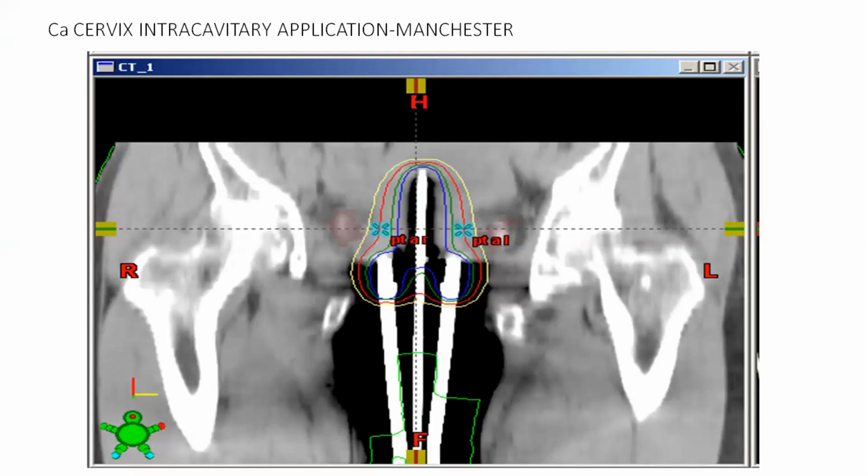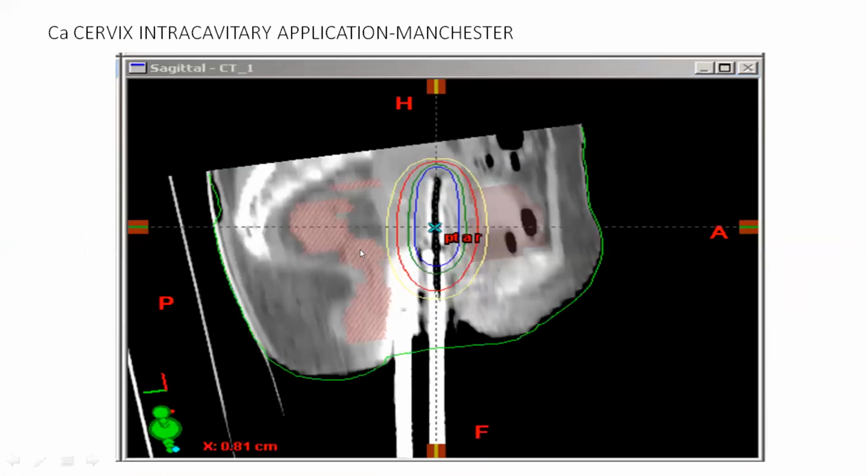This is how a CT looks after a proper Manchester application. You can see the central tandem. This is the AP view. And these are the 2 ovoids in the lateral fornices. And you have already packed the rectum and bladder. You can see it in the lateral view. This is your bladder anteriorly and your rectum posteriorly.